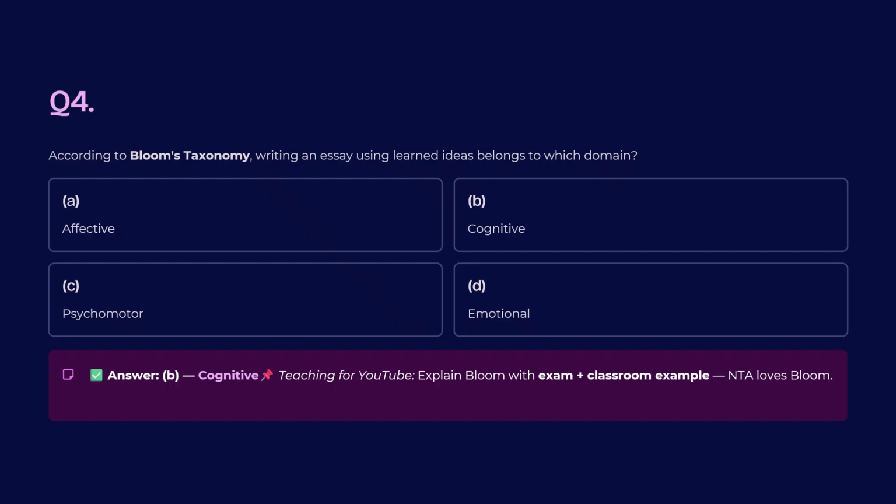Writing an essay involves understanding, organizing, analyzing and applying knowledge. All these activities belong to the cognitive domain. So NTA frequently asks Bloom's taxonomy based questions. So make sure you clearly understand the three domains.